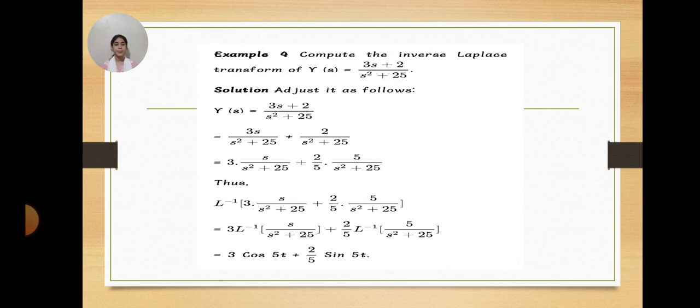This is the splitting method. Now let us take 3 outside and here 2 by 5 outside. It becomes 3 into s by s² + 25 plus 2 by 5 into 5 divided by s² + 25. Thus after applying the inverse Laplace transform by taking 3 outside, it becomes 3 L inverse of s divided by s² + 25 plus 2 by 5 L inverse of 5 divided by s² + 25 after splitting. Then the answer of this inverse becomes 3 cos 5t + 2 by 5 sin 5t.